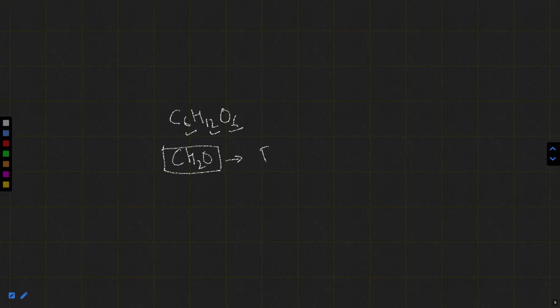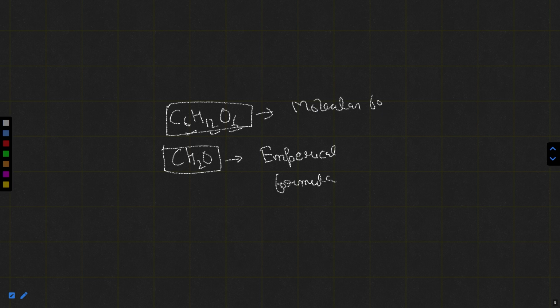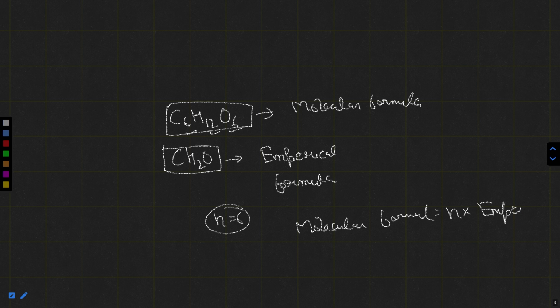Now this is called the empirical formula. Very easy to understand. We have just taken a common number such that the ratio is brought to its minimal value. Therefore, we can convert the molecular formula into the empirical formula. Now, what is the number that is being multiplied? That is 6. If I ask you what the relation between these two is, it is: molecular formula is equal to n multiplied by the empirical formula.